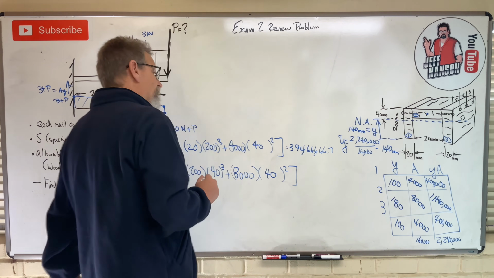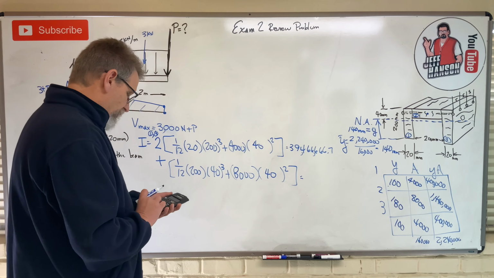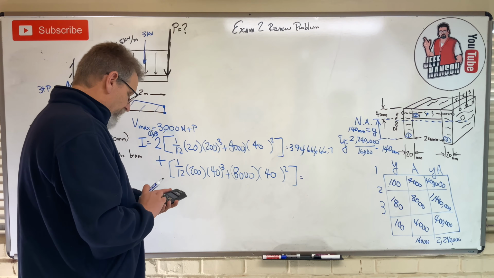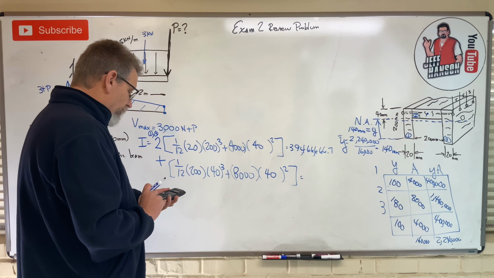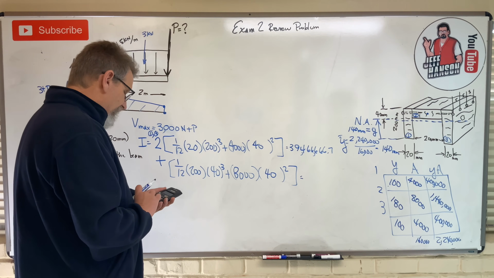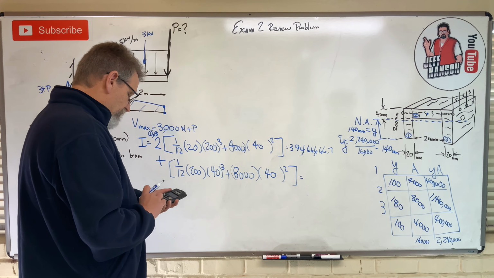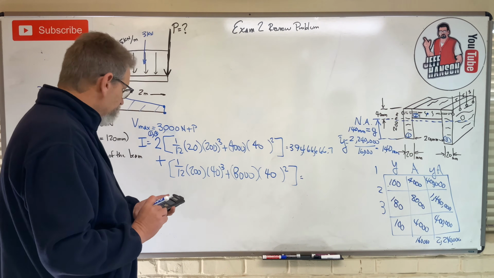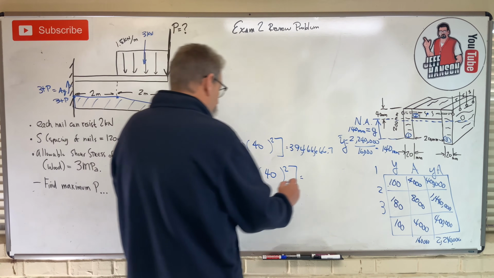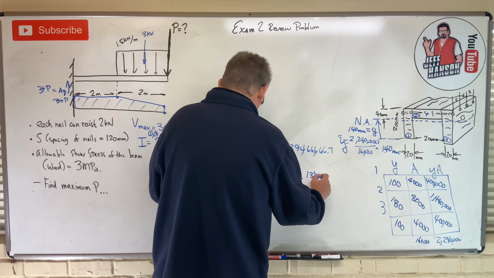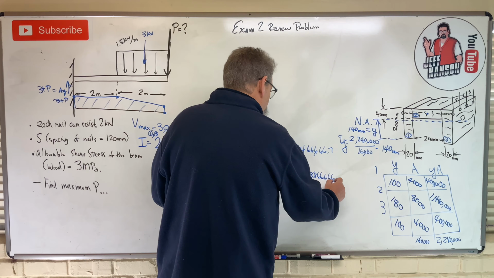Yeah. Okay. And then the bottom number here, what are we going to add to that? We're going to add, let's see, 200 times 40 cubed divided by 12 equals plus 8,000 times 40 times 40. Okay. Equals, okay, I got a number here, 138,666.7.